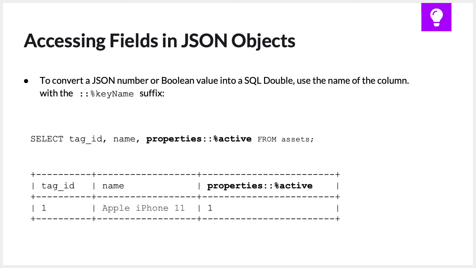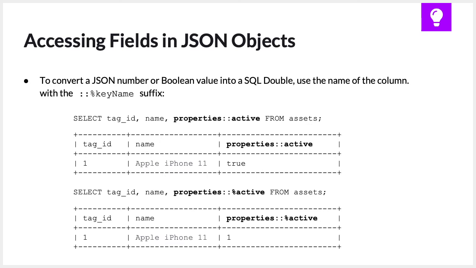JSON numbers and booleans are also different from SQL doubles and booleans, so converting these values is made easy as well. Simply use the double colon operator, but with a % sign to convert the value. Here we see the JSON value of true being converted to a SQL boolean of 1. And here are some code snippets with and without the % sign conversion to see the difference.